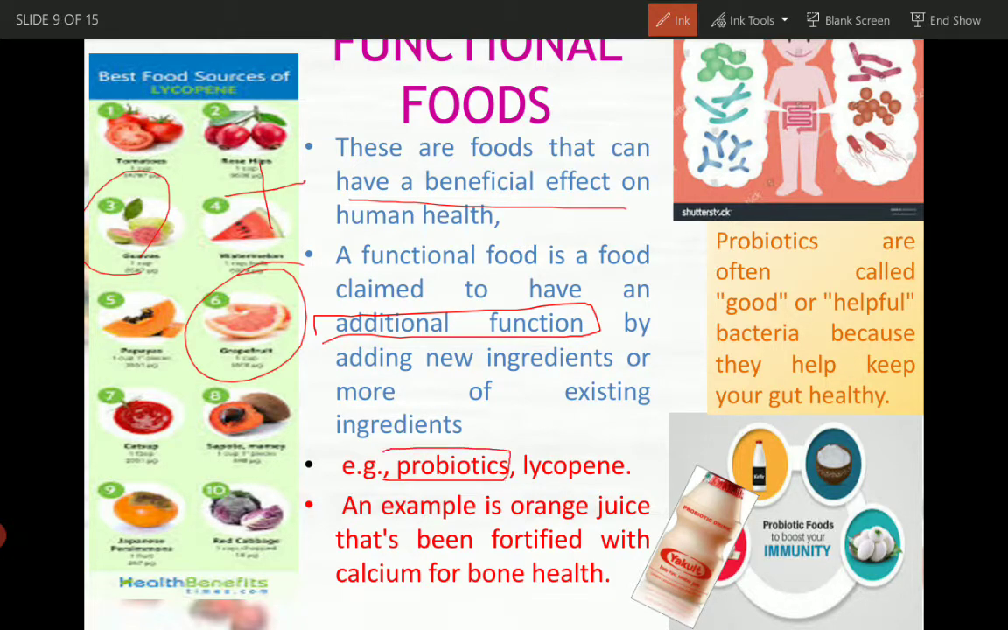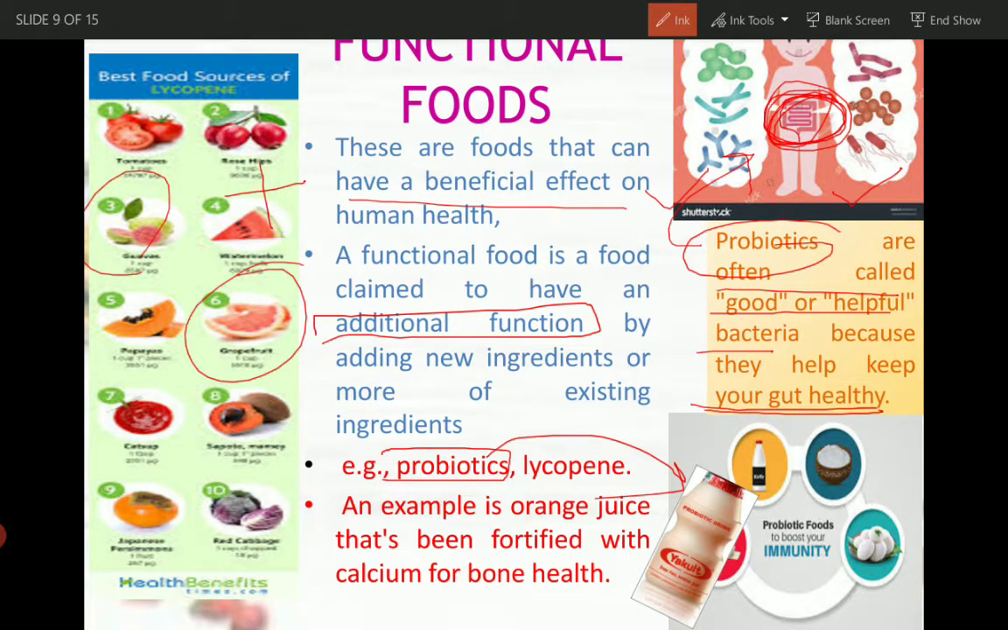जैसे कि प्रोबायोटिक्स का the most common example is Yakult. Most of us have seen it in the market. You must have drunk it also. So what are probiotics? Probiotics are often called good or helpful bacteria. As you can see in this diagram, you have good bacteria and you have bad bacteria. So probiotics have good bacteria, and when this good bacteria enters your stomach, it makes it more healthy by acting as an antioxidant and helping in digestion. So it helps us keep our gut healthy.